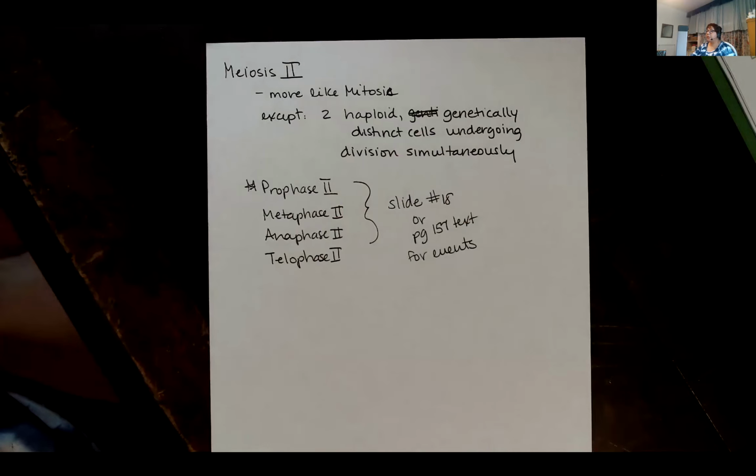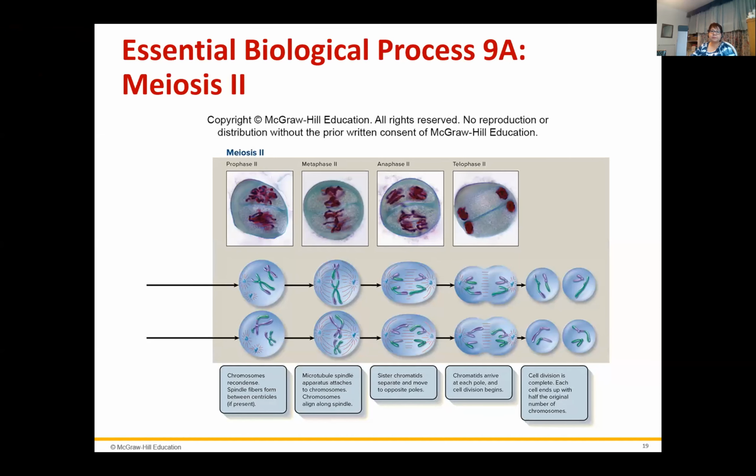So I'm going to go back to your slideshow here. I'm looking at slide 18, or slide 19, sorry. I said it was 18. This is slide number 19 now. Slide number 19. So this is the second half of meiosis.